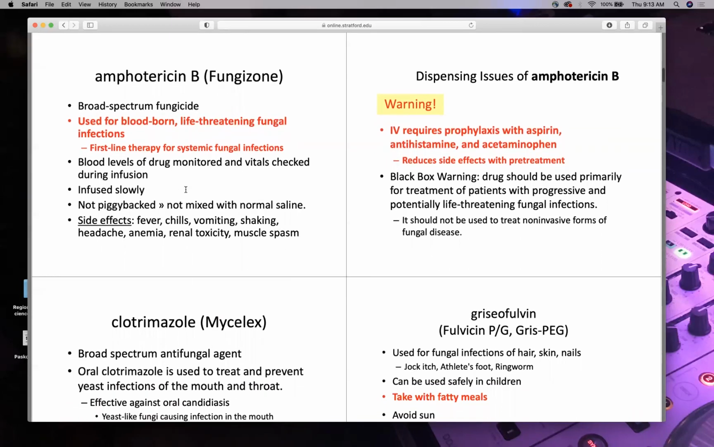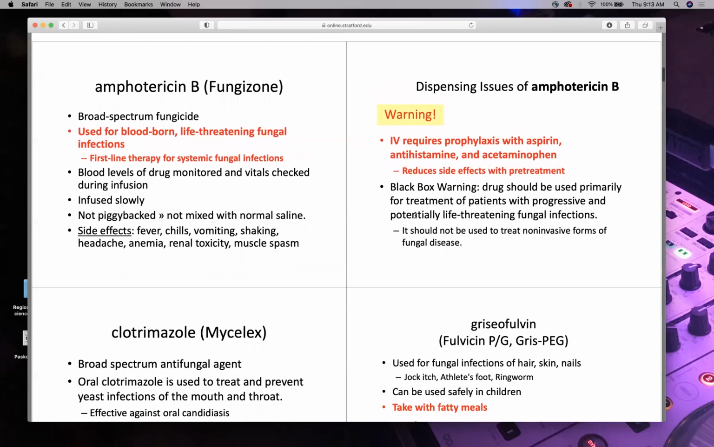But if it's systemic, we already know that it's not very good for your liver, and it has some toxicity side effects. Now, we use it. You need it. If it's in red, it's kind of important. I mentioned first line therapy for a systemic, and that's why it's so popular.